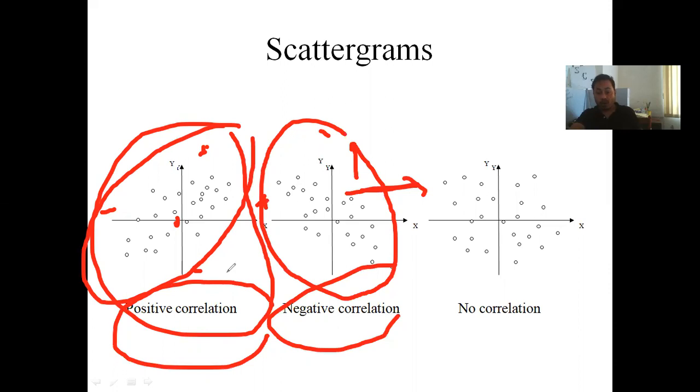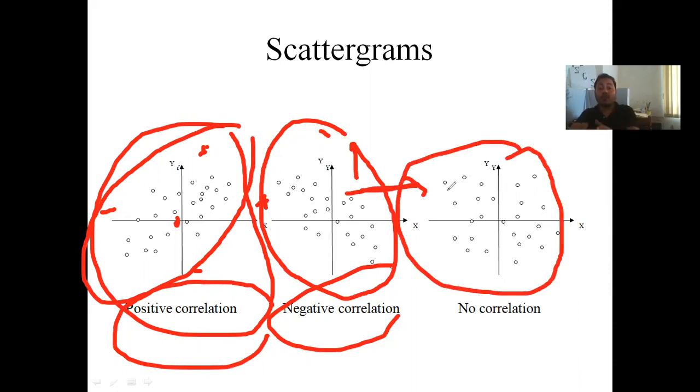That is positive correlation. Now, no correlation means data are scattered everywhere. You cannot find a specific pattern here. In positive correlation, you can find a specific pattern like this. In negative correlation, you can find a pattern like this. And no correlation means the data are plotted everywhere, scattered everywhere. You cannot find any relation between them.